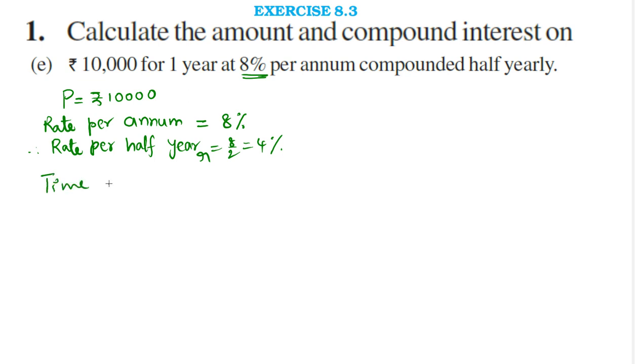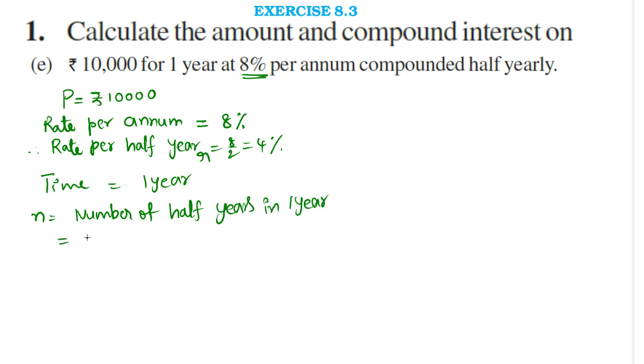Then time equal to how much? 1 year. So therefore, N equal to number of half years in 1 year. So that will be how many? That is equal to 2. There will be 2 half years in 1 year. Now therefore, the total amount A equal to, the formula is P into 1 plus R by 100 whole to the power of N. This is equal to P. P is how much? 10,000 into 1 plus R. Rate is how much? 4. So 4 by 100 whole to the power of N.